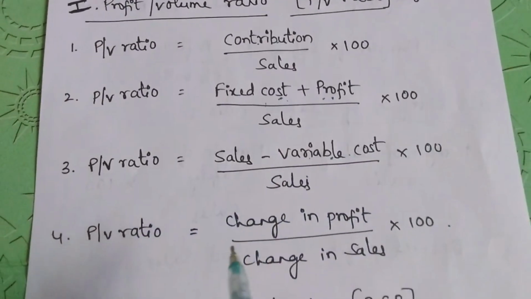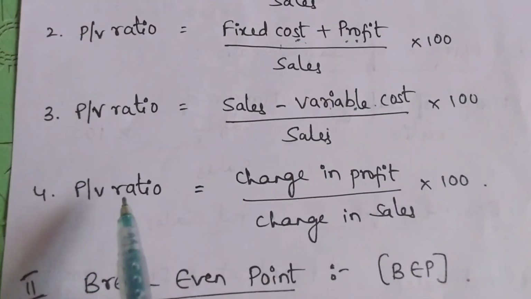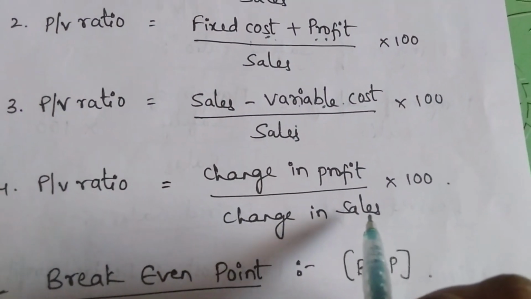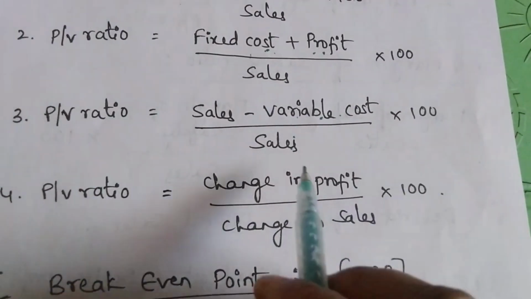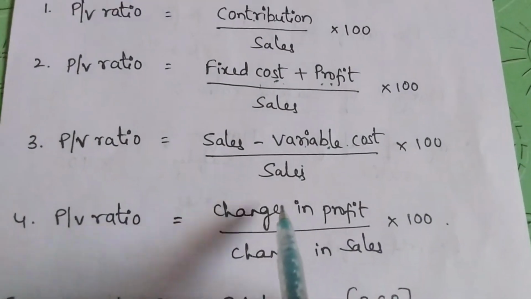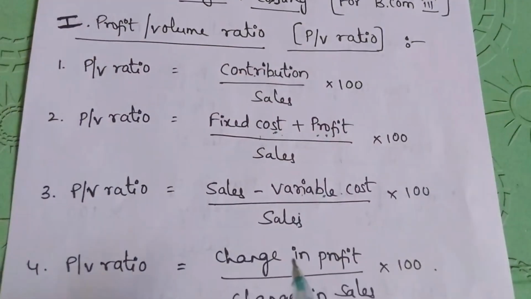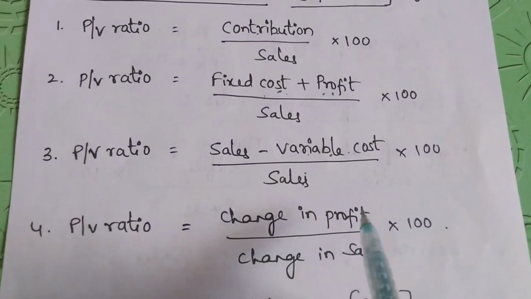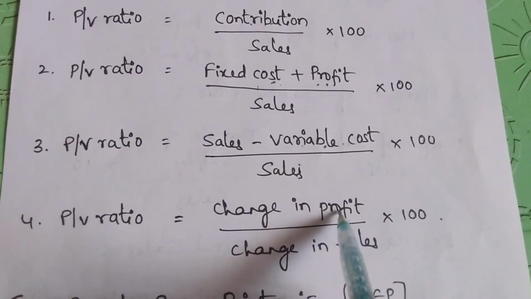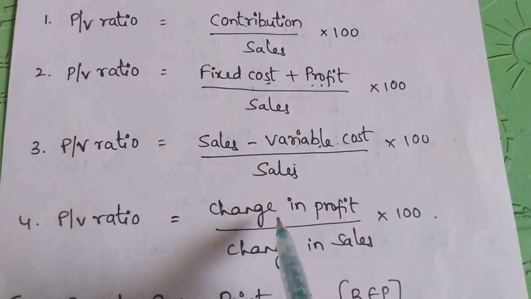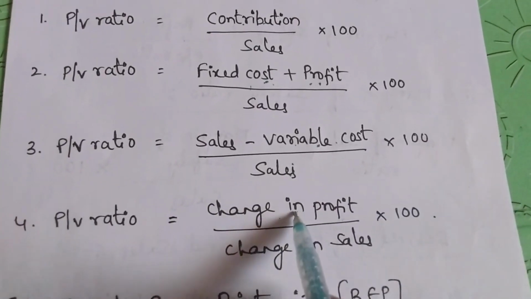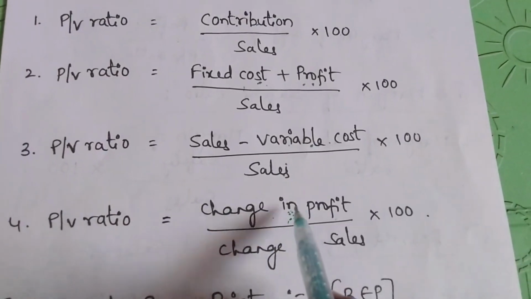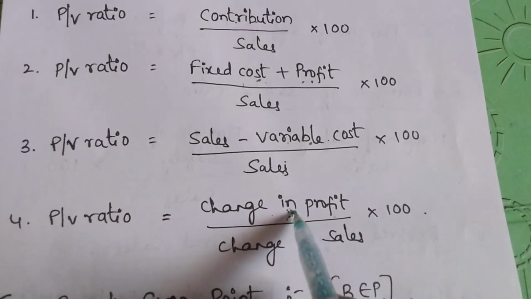And next come to fourth formula, that is PV ratio is equal to change in profit divided by change in sales into 100. So here you can see the formula is different compared with the previous 3 formulas. And what is change in profit? Change in profit means in the question they will give 2 years' profits. We have to deduct 1 year's profit from the other year, and whatever amount we get after subtracting those 2 profits, that should be recorded here in the place of change in profit.